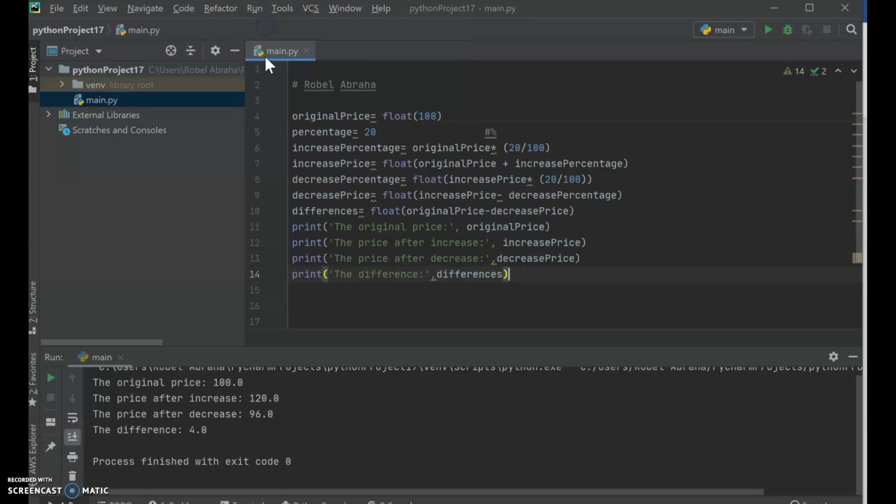So the original price is 100, the price after increase is 120, the price after decrease is 96, and the difference is 4, which is the decreased price from the original price. So this is how it looks, calculating the percentage of increased price, decreased price, and the difference from the original price.